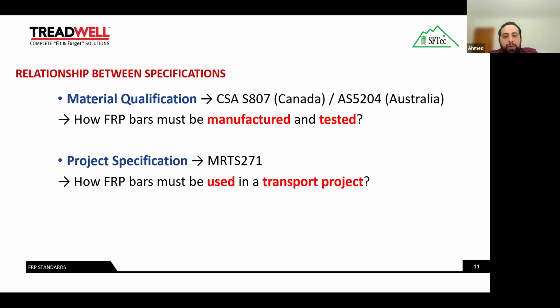So we have two main questions. If you have the question of how FRP must be manufactured and tested, you can use CSA S807 in Canada and the same AS5204 in Australia. But if you have the question of how FRP must be used in transport projects and infrastructure projects, you should use the project specification MRTS271.